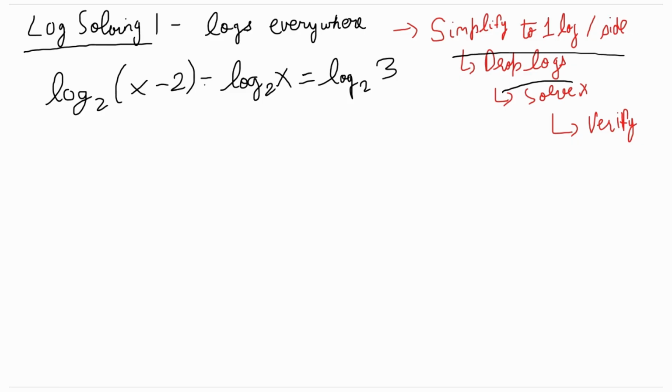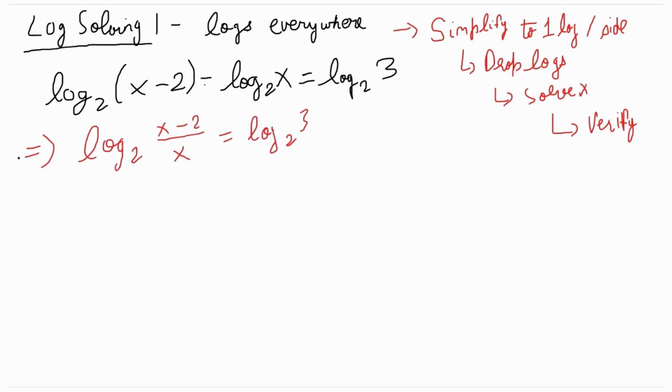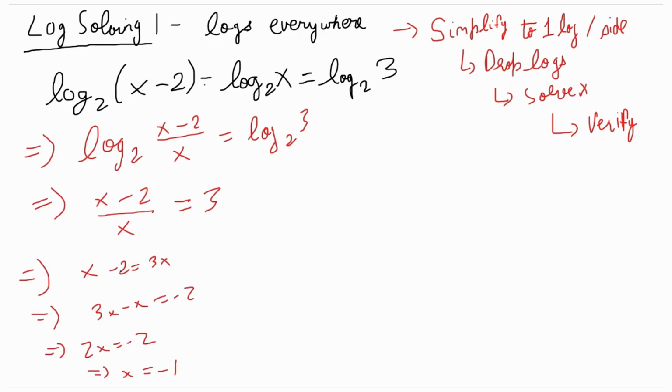So with logs, it's very important to verify, because sometimes you get answers that make the argument negative, and remember the argument can't be negative. So first step, we combine and simplify it into one log. We use log laws to simplify it into one log on both sides. This side is already one log. Then now that the bases are the same, we can drop the logs, and then we solve for x.